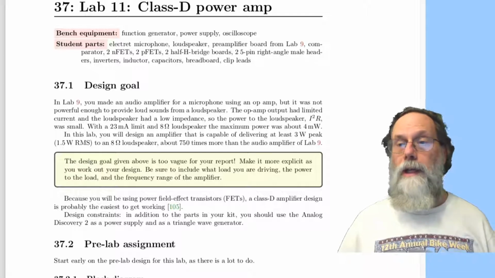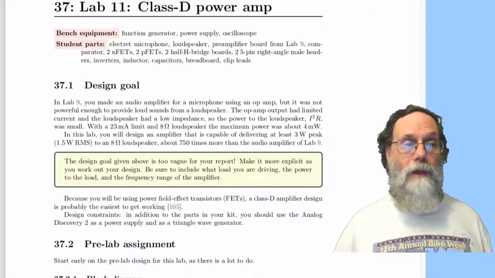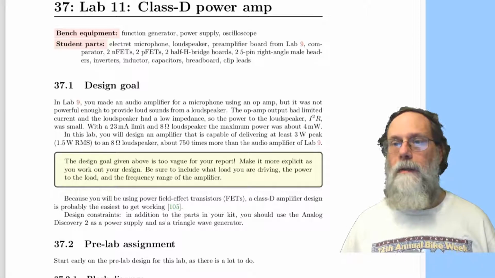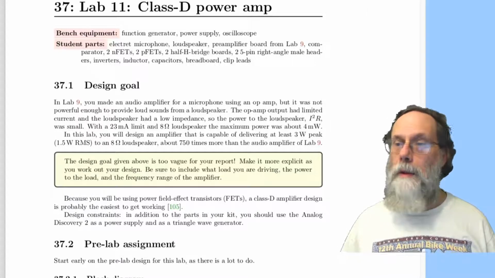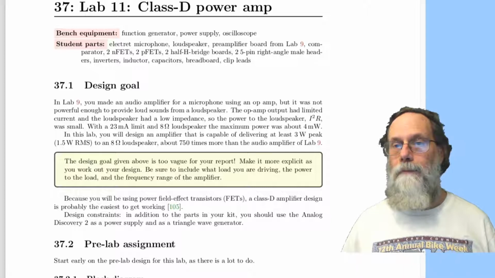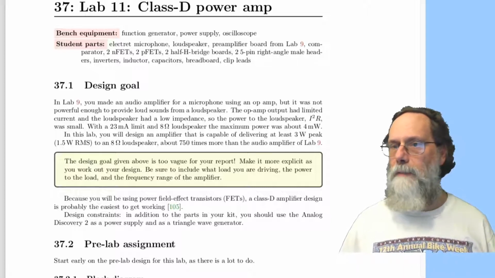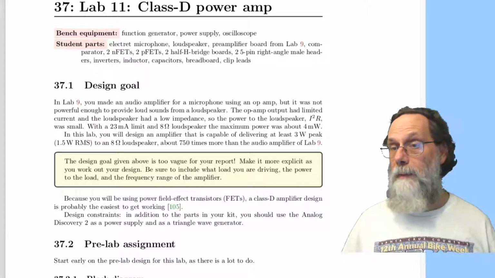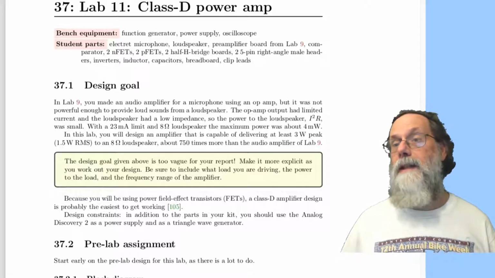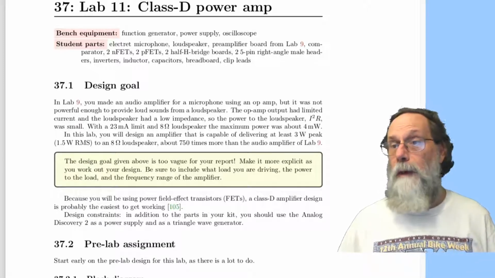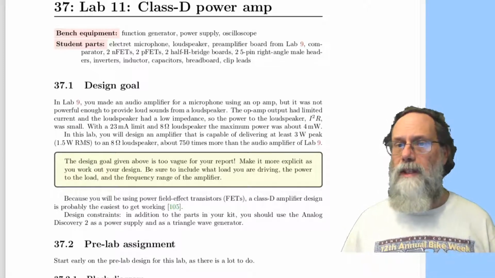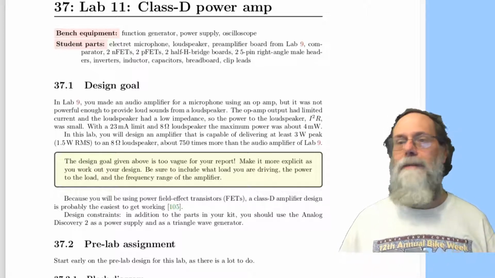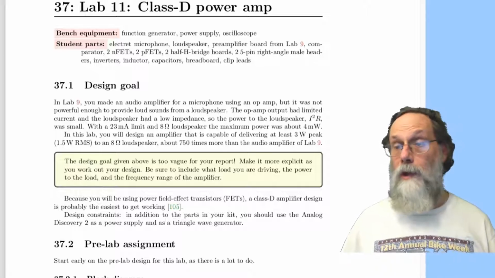Your design goal is to make a power amplifier that drives your loudspeaker with about 3 watt peak power. That's quite a bit more than if you just use the preamplifier that you did in Lab 9, because that preamplifier had a current limit of about 23 milliamps. And with a 23 milliamp limit and an 8 ohm loudspeaker, your maximum power is only about 4 milliwatts. So we're looking at something that's 750 times more powerful than that. And you're not going to be able to do that with just op amps. You need to be able to get much larger currents.